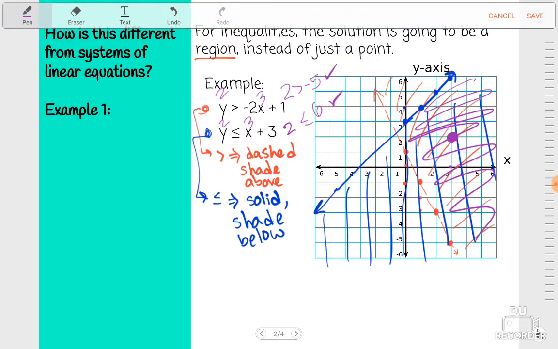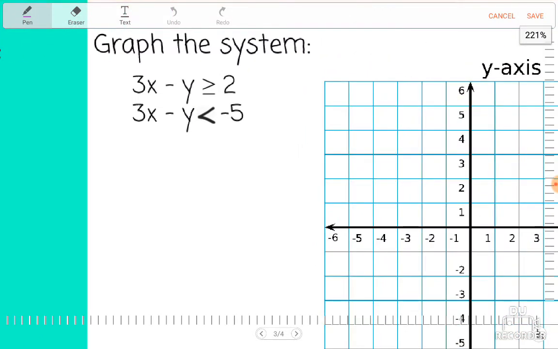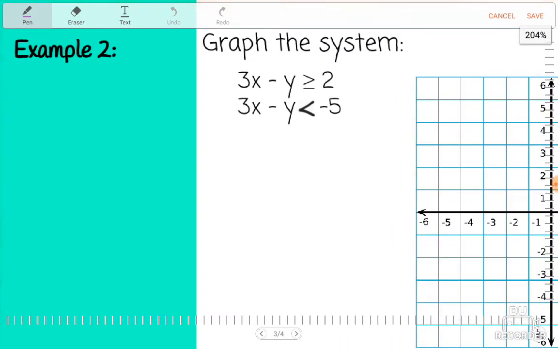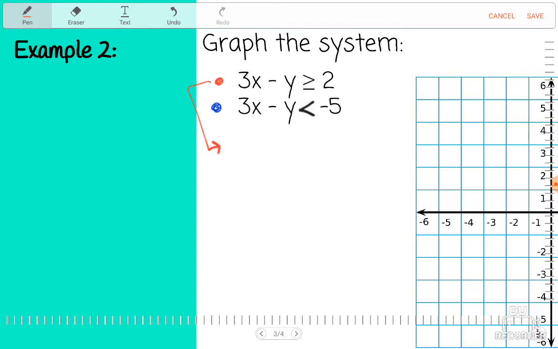All right, moving on to our next example. Okay, graphing this system. This is just example 2. I'm going to start with red and blue again. For the first one, I'm going to have to mess with this equation a little bit, because it's not in y equals mx plus b form yet. So I'm going to start by subtracting 3x. Sorry, I just wrote the wrong number. I'm going to subtract 3x from both sides.